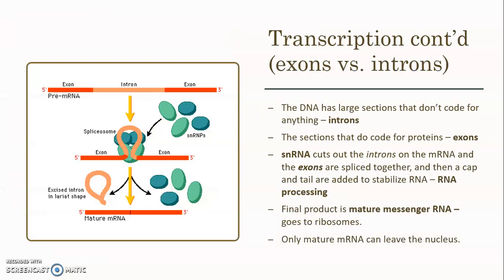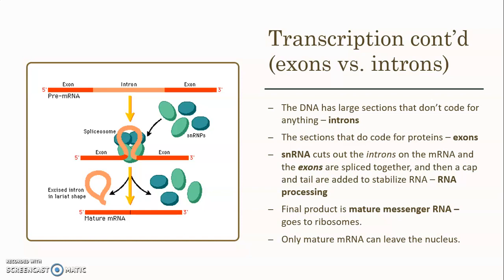So there are these large sections of DNA that don't code for anything. There's no proteins that are being made. There's no different types of RNAs that are being made. It just doesn't code for anything. And we call those introns. So it does not code for anything. Just a large section of nucleotides that don't have any type of message in them. Okay, those are the introns.